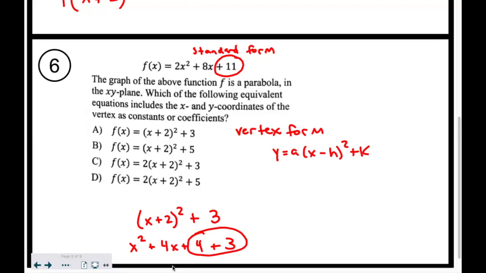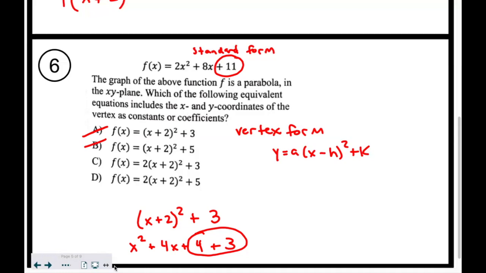Well, I could have figured out the constant without doing that. I could have just done 2 squared because I don't really care what the x's are going to end up being. I only want to focus on the 11. So again, 2 squared is 4, 4 plus 3 is 7, so that answer is wrong. And if I do the same thing here, 2 squared is 4 and 4 plus 5 is 9, so that answer is wrong.